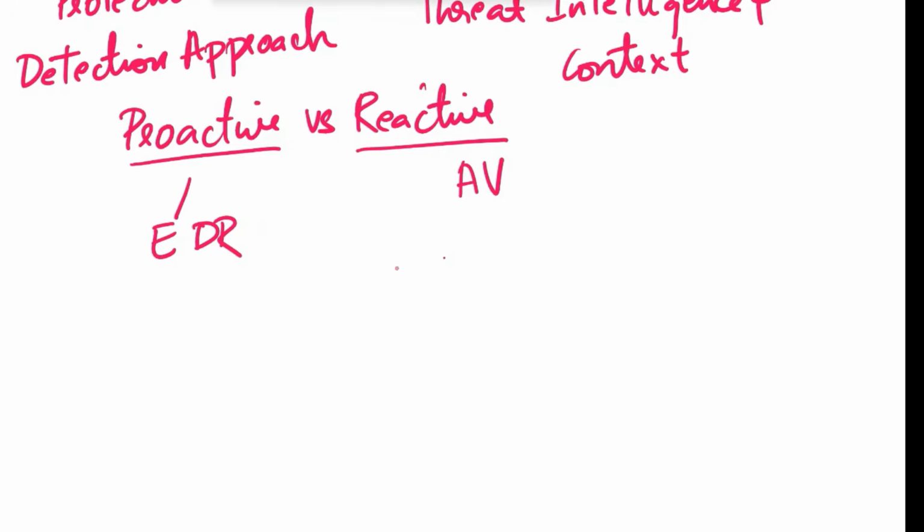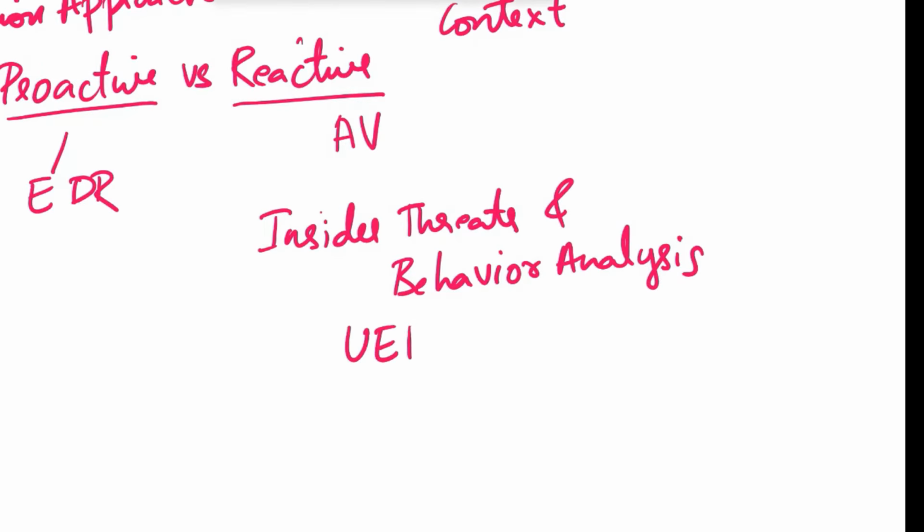Another difference between the two is related to insider threats and behavior analysis. EDR solutions often include UEBA capabilities, like we discussed before. UEBA stands for User and Entity Behavior Analytics. This is to detect insider threats or unusual user behavior. They analyze patterns of activity to identify potentially malicious actions. Traditional AV solutions are less equipped to detect insider threats and unusual user behavior.